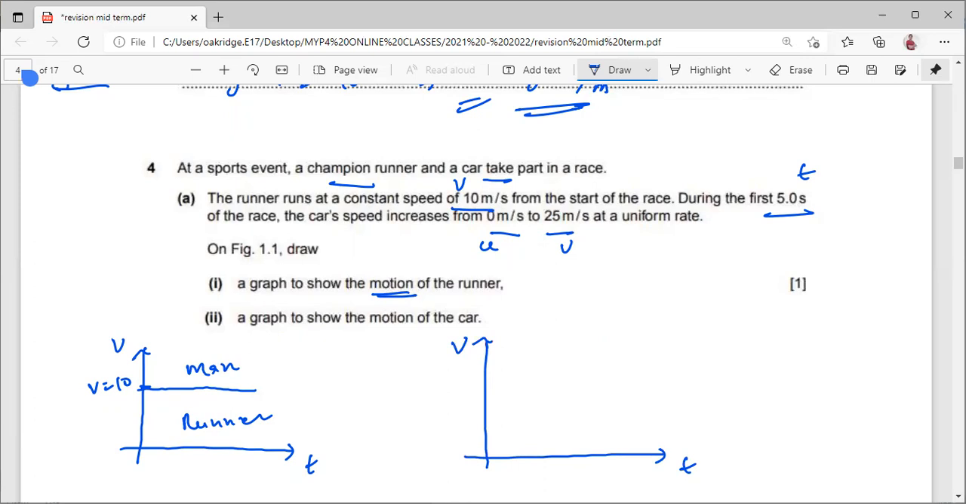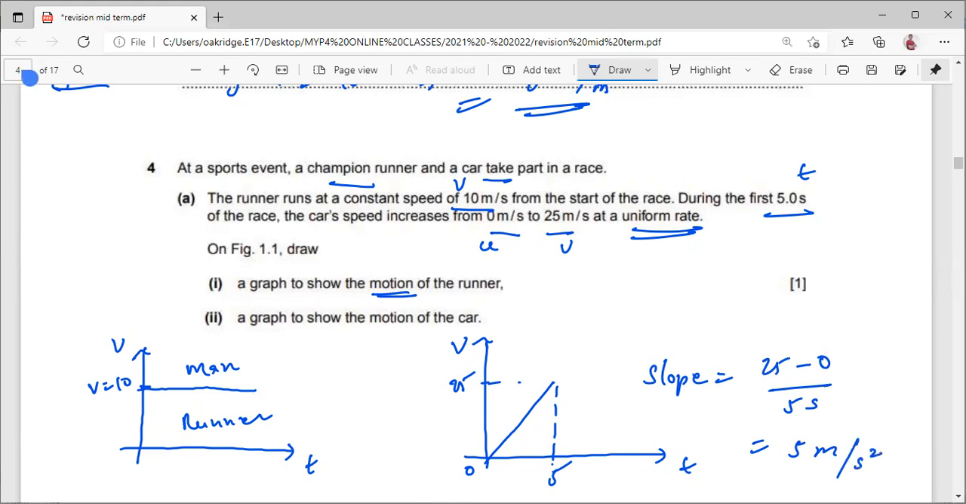Now what's happening here? The car speed increases from 0 to 25 at a uniform rate, which means just make a line passing through the origin like this. At t equal to 0, it was 0. At t equal to, what time was it? The time was 5 seconds. At 5 seconds, the speed was seen to be 25. What is the slope here? Slope should be equal to 25 minus 0, divided by 5 seconds, which should be equal to 5 meters per second square. This is your acceleration. Anyway, he has not asked you, but let us see. So here you just need to draw a graph like this.